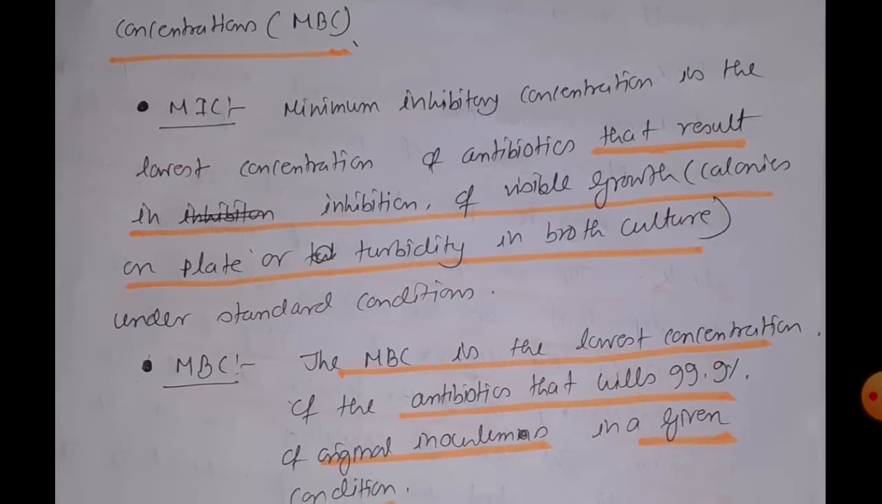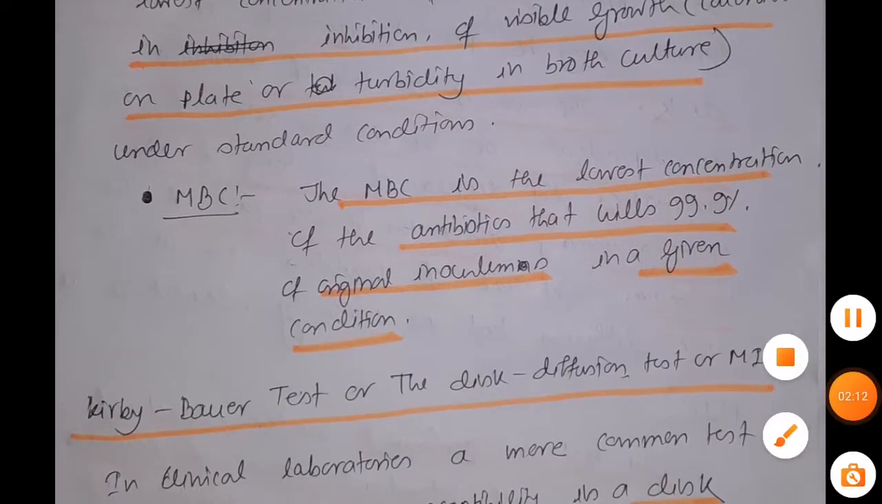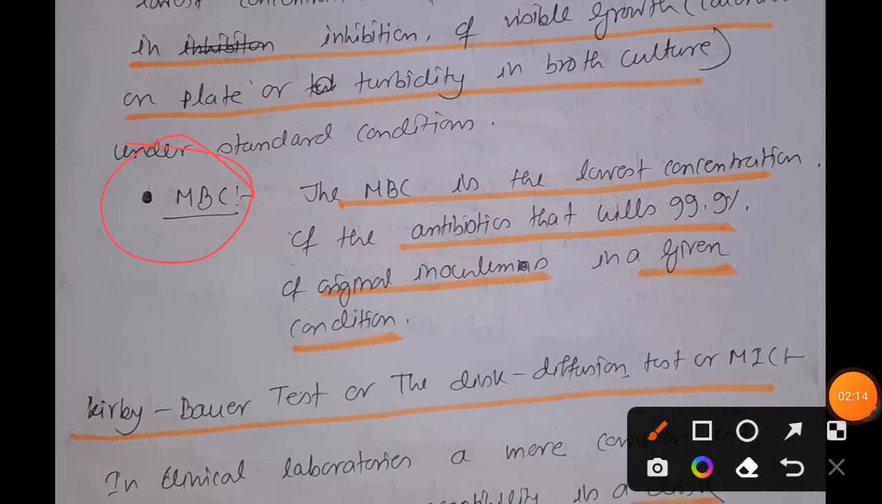So whenever we are talking about MIC, keep in mind that we are talking about bacteriostatic antibiotics. Similarly, the other important technique that we will discuss today is MBC. MBC is minimum bactericidal concentration. As its name suggests, it is the minimal concentration of antibiotic that is enough to kill 99.9% of the original inoculum in a given condition.